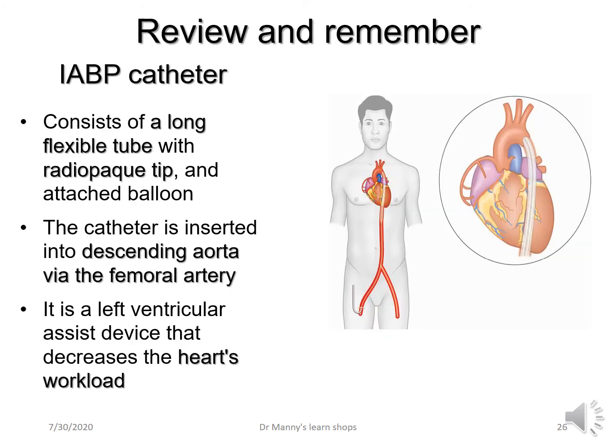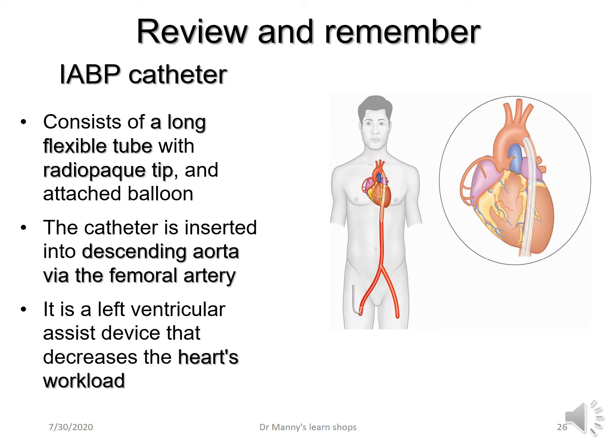Okay, another reason why a chest X-ray may be used, certainly in an acute care area, is to confirm placement of an intra-aortic balloon catheter. IABP means intra-aortic balloon pump catheter, and it's used for intra-aortic balloon counterpulsation, which means it's essentially helping the heart to function. Now, an intra-aortic balloon pump catheter consists of a long flexible tube with a radio-opaque tip and has an attached balloon, and the purpose is to inflate and deflate.